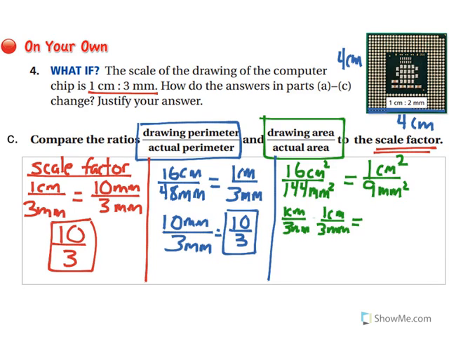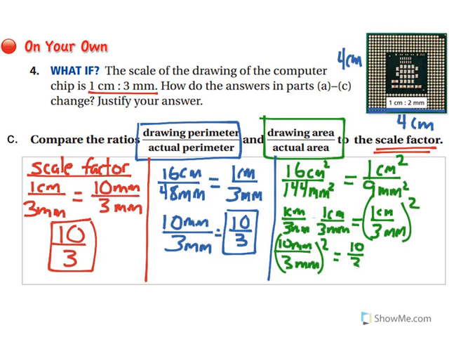So this can be written as 1 centimeter over 3 millimeters, squared, which is the same thing as 10 millimeters over 3 millimeters, squared. So this ends up being 10 over 3, squared.